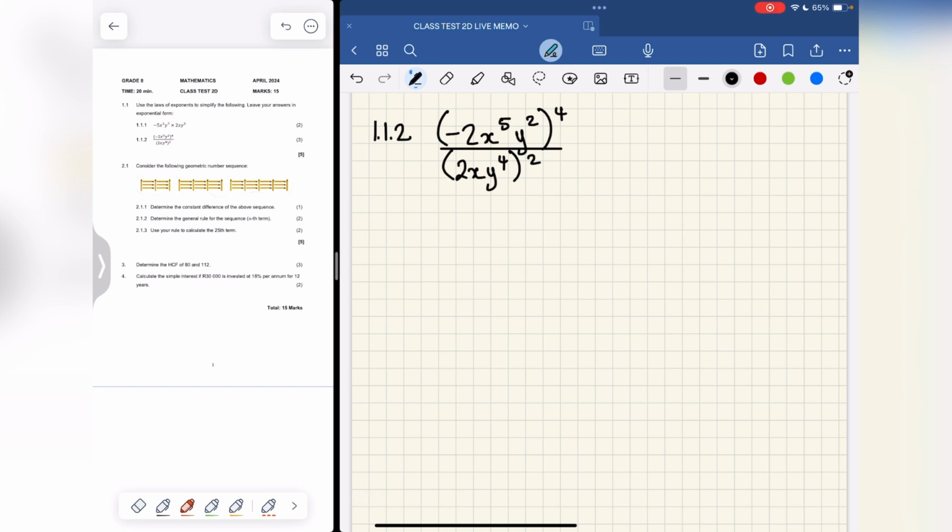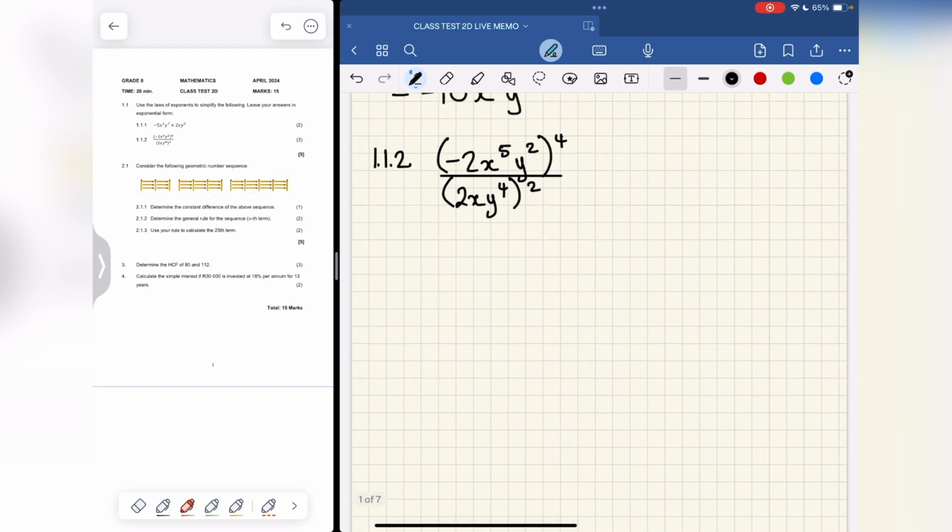1.1.2. We have a fraction, and we've looked at a few of these, so this should be familiar to us now in terms of what we need to do. So in the numerator, remember, we assess and look at the numerator, and then separately we'll look at the denominator and see if we can simplify them individually first before we actually multiply. So with the numerator, we've got a power of 4. In other words, the product inside the numerator is the negative 2 times x to the power 5 times y to the power 2. In other words, this product over here, that is all being raised to the power 4.